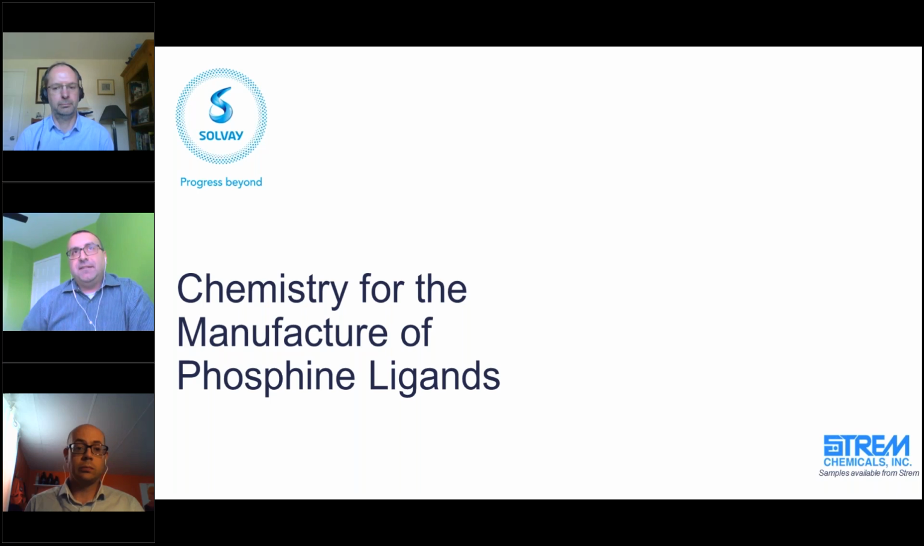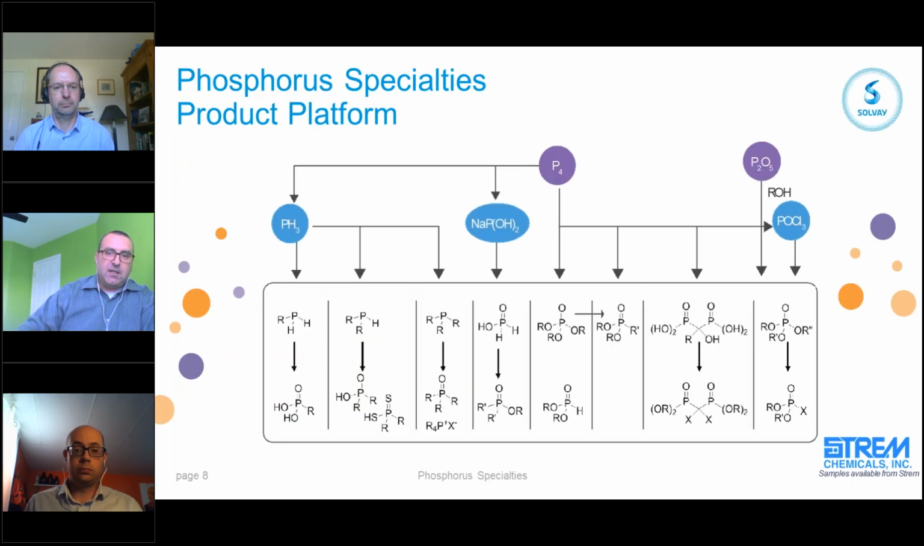So, as I said earlier, I'm going to give you a little bit of an overview of basically how we make some of these phosphorus products, and then we'll focus most of our attention on applications. So the chemistry that we're going to talk about today all begins with elemental phosphorus that you see in the top center of the screen here.